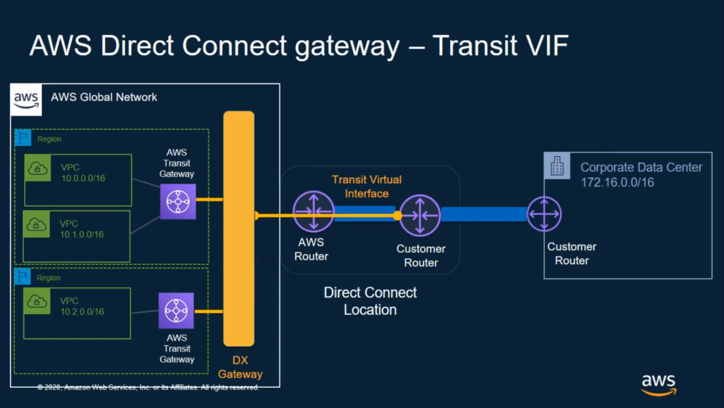In the Transit Virtual Interface, what we are doing is very similar, with the exception that we are now connecting the Direct Connect Gateway to the Transit Gateway. So this allows for even more scalability, and we can use the Transit Gateway to provide connectivity among the different VPCs. And the Direct Connect Gateway will provide also connectivity between on-premises and the AWS resources.